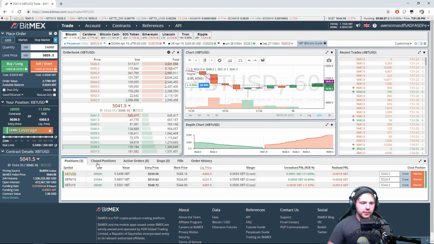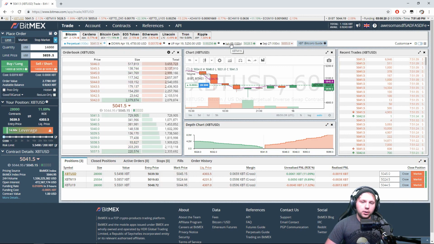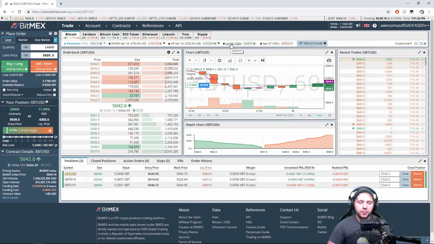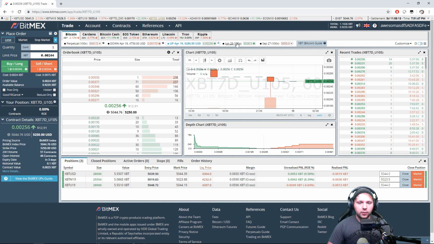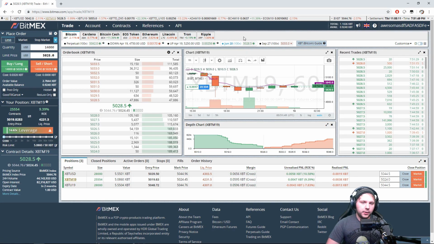Now, this is for the XBT USD perpetual contract. It's also important to note that there are other contracts that are not perpetual and they expire at a certain date. You can see them at the top here. For this example, we're going to use June 28th. So this contract expires June 28th. Every order in the order book will be dropped essentially by June 28th, but you can still trade it now because we're before June 28th, right?